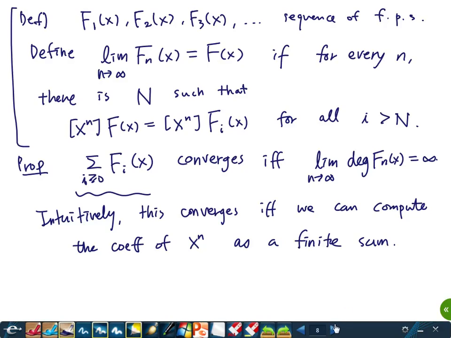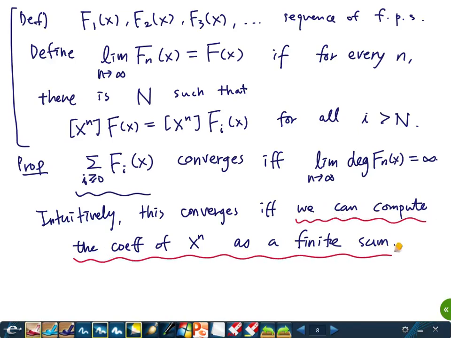So let me give you some examples that will be helpful. So always remember this. This is the important part. Formal power series. This is the essence of the formal power series: the coefficient of x to the n can be computed as a finite sum, not an infinite sum. Okay, let me give you some examples.